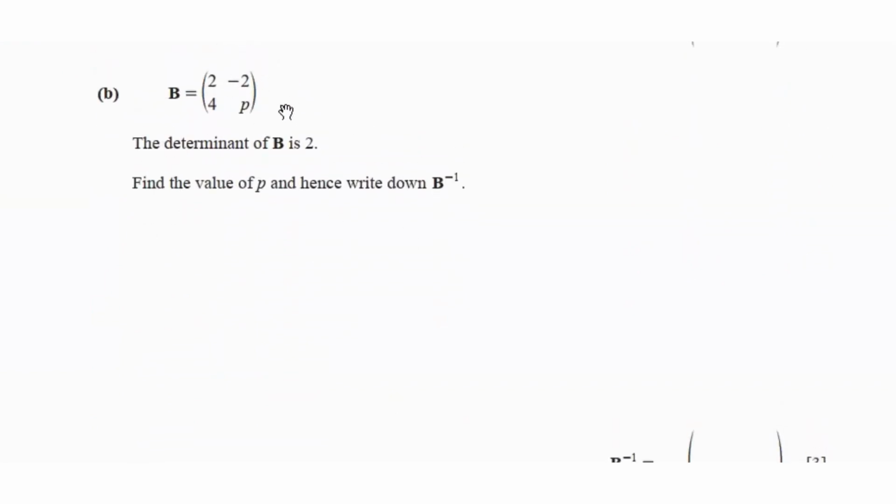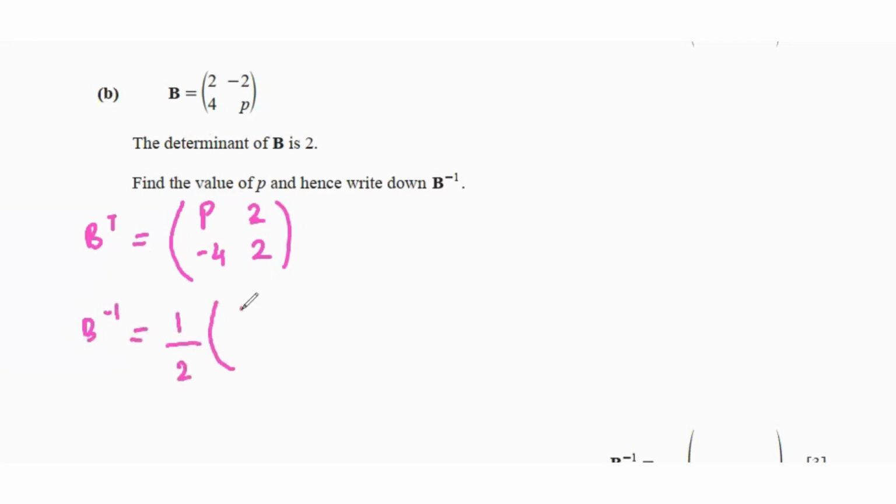Then B is 2, 4, negative 2, P. The determinant of B is 2. Find the value of P and hence write down B inverse. We already have the determinant, so what we'll do is find the adjugate, which is P, 2, 4, negative 2... we swap the first and the last value and change the sign of the second and the third value. So B inverse is going to be 1 over 2 times the matrix P, negative 4, negative 2, 2.